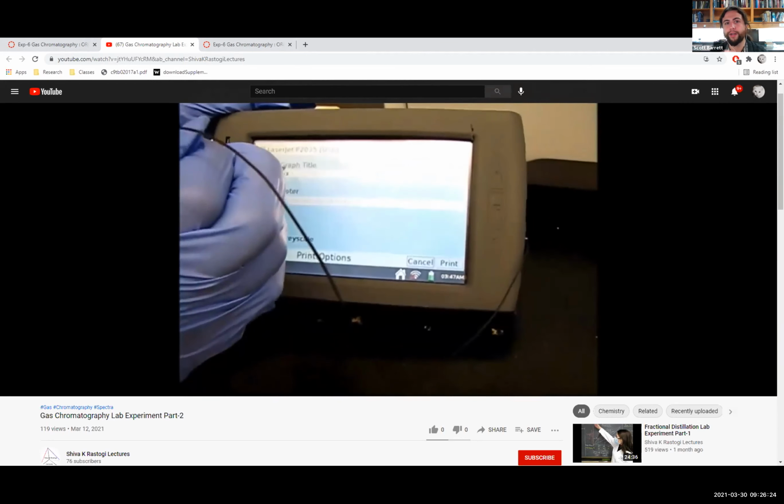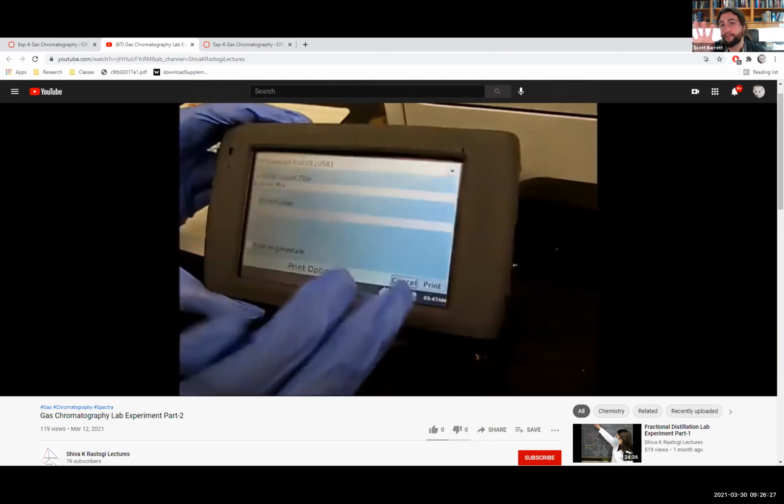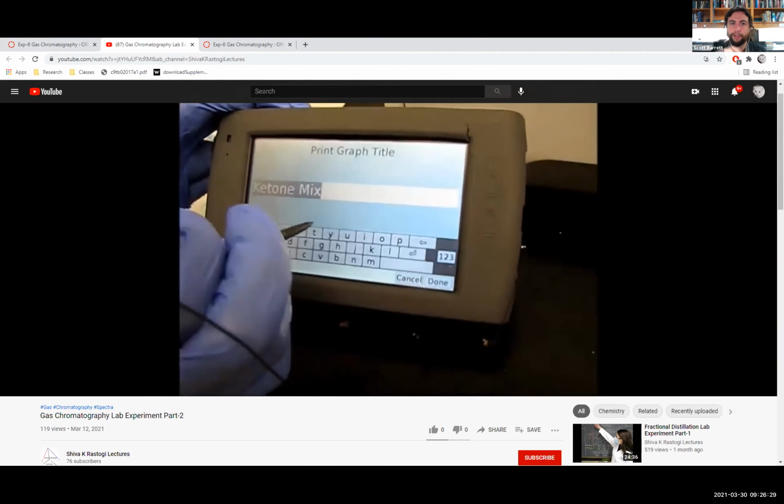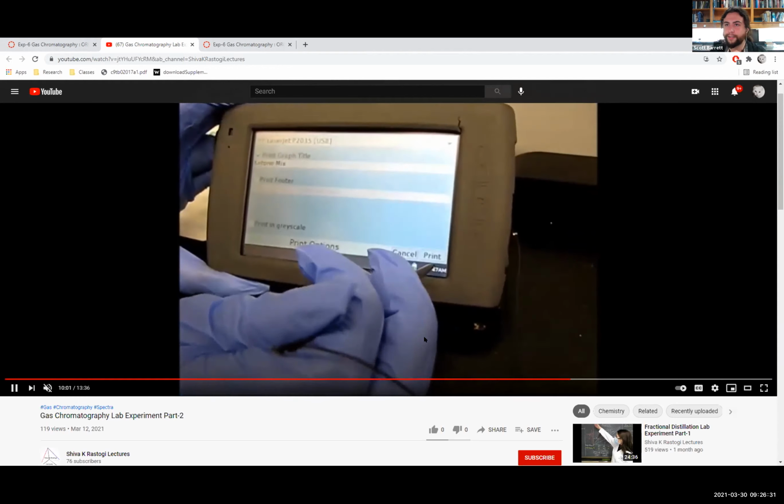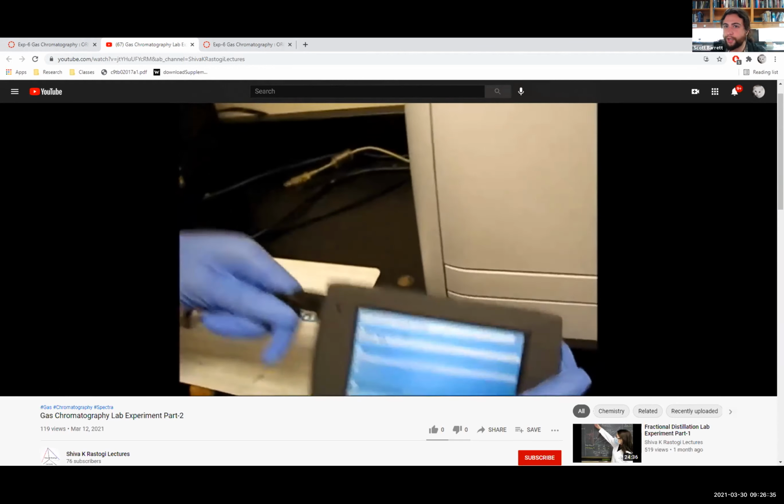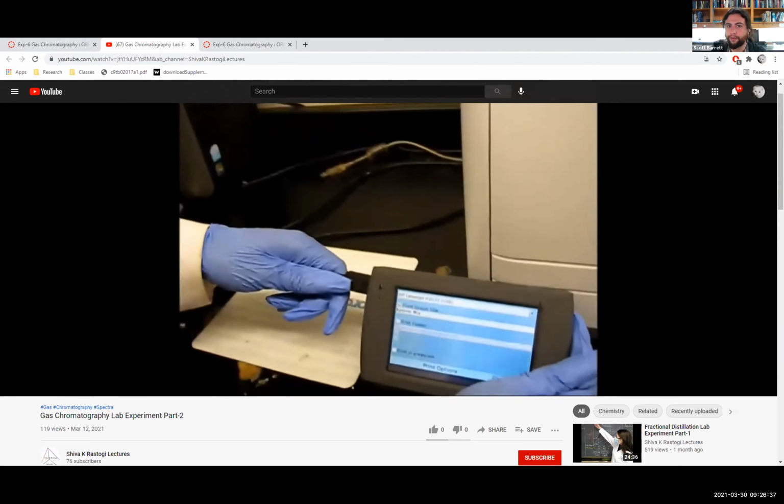This is a good part here. You can actually change the graph title. So instead of having to write it in, you can put your graph title there. So in this instance, we're running ketone mix. For the next ones, we would be using acetone, 2-butanone, 2-pentanone.